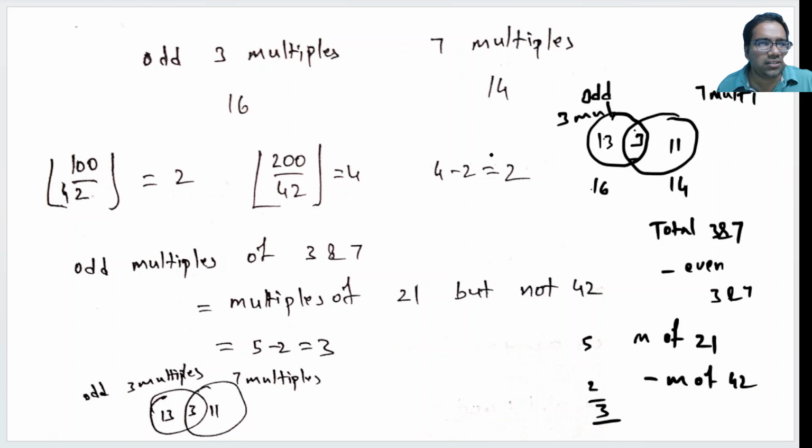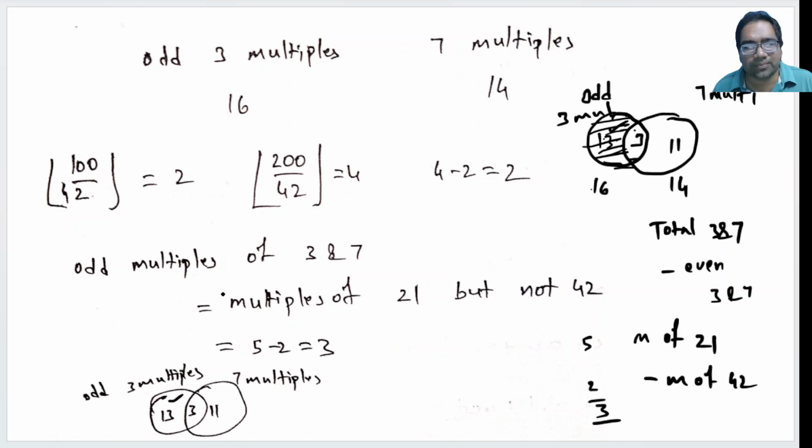So now what is the question? The question is about what is this part, right? Which are odd 3 multiples, but not 7 multiples. That means the area of this. This is that area, right? Which are odd multiples of 3, but not multiples of 7. So the answer is 13. The answer is 13. Right.